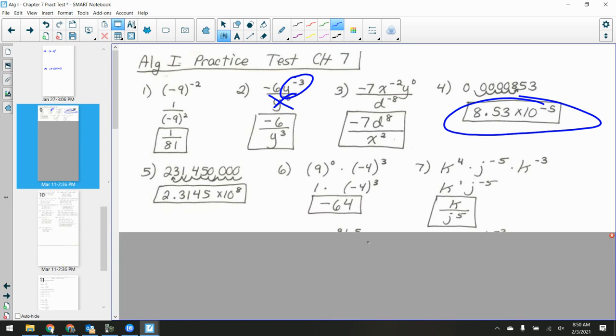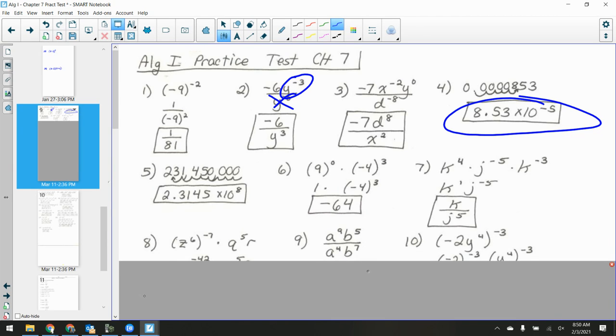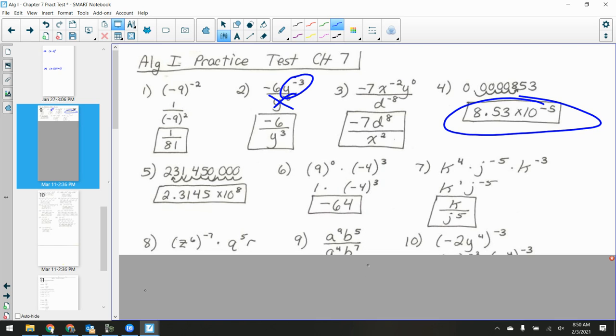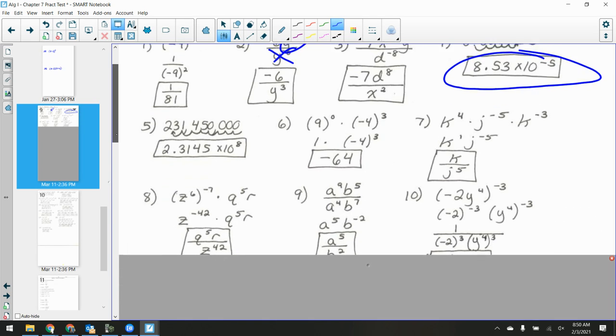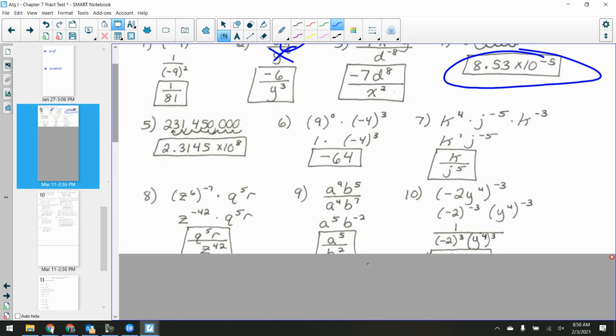Taylor, what did you get for 8? Good. Don't forget about R as well. Q to the 5th power times R. Oh, you said R? Oh, I didn't hear you. Sorry. And then it's divided by Z to the 42nd. Good.